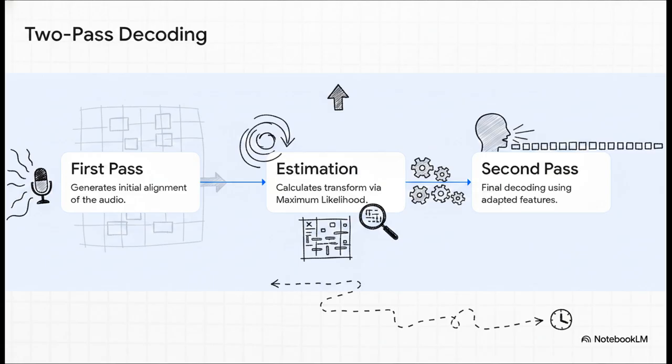Because of that, fMLLR absolutely requires a two-pass decoding process. In Pass 1, the system just does its absolute best to decode the raw audio, giving it a rough, probably error-prone guess. Then, it uses that rough first pass to figure out your specific transform matrix. Finally, it applies the transform and runs a second, highly accurate pass.